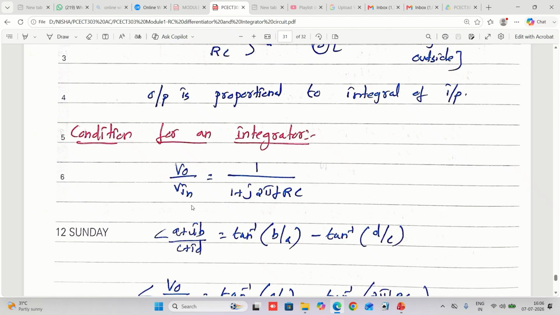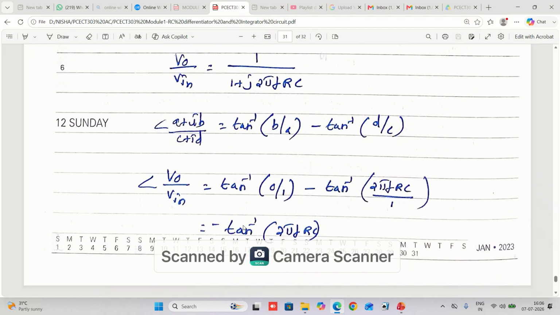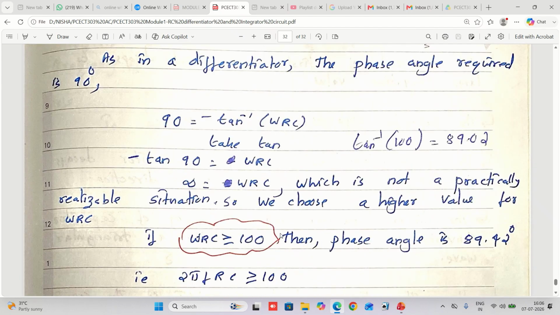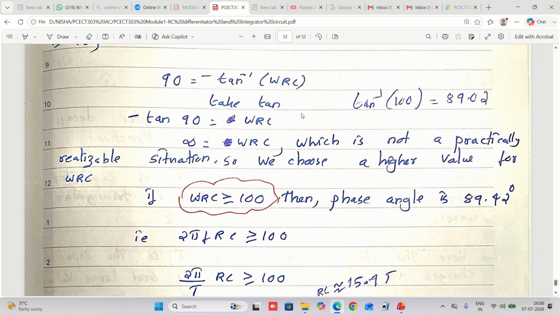The gain of the low pass filter we already derived in the previous class: V naught by Vin equal to 1 by 1 plus j 2 pi f RC. So the phase angle of this circuit is minus tan inverse 2 pi f RC. As in the case of the differentiator, in the integrator also the phase angle required is 90 degrees. Taking tan on both sides, tan 90 becomes infinity, which is not practically realizable. So we choose a higher value for omega RC. Omega RC should be very much greater than 100.